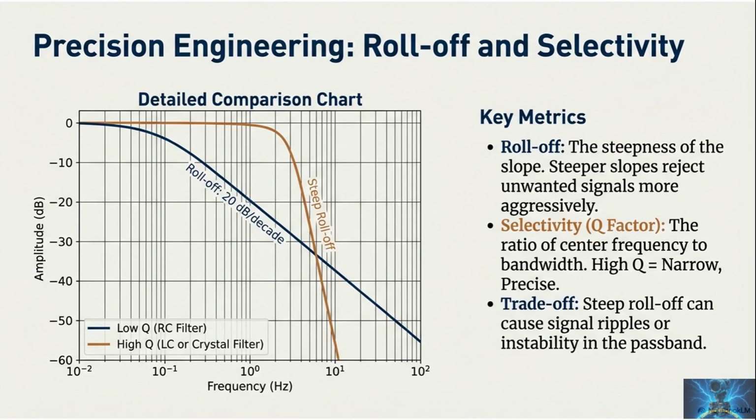A notch filter, sometimes called band stop, does the opposite. It rejects a narrow band of frequencies while passing everything else. The classic industrial use case is knocking down a single interference frequency, such as a persistent hum.